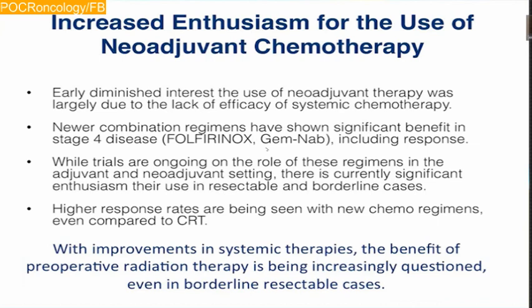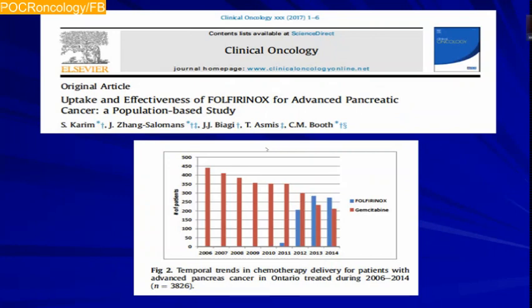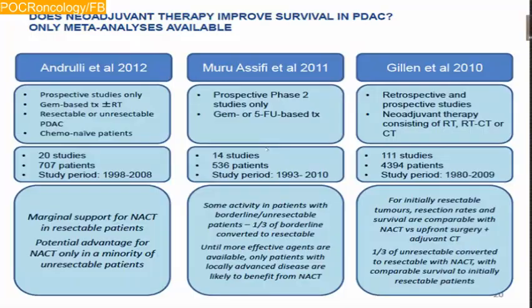So now basically with the metastatic setting, we have good response rate here. More and more we're utilizing FOLFIRINOX as a treatment for neoadjuvant treatment, despite the lack of evidence and the lack of strong data to support that. This is a population-based study with the uptake of FOLFIRINOX in Ontario, Canada. And you can see there's an increase since the publication in the JAMA 2011. There's a significant increase in the use of FOLFIRINOX for all stages of pancreatic cancer, not necessarily the metastatic.